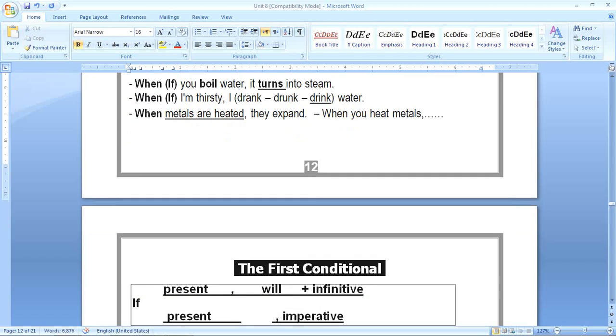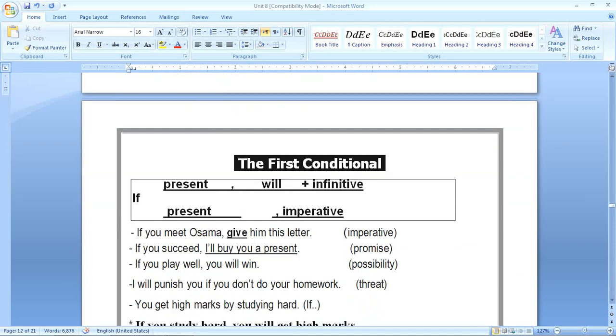Let's take another example. When metals are heated, they expand. You have to note this sentence is written in a passive form: metals are heated. You can say when metals are heated, or you can write the sentence in an active form like this: when you heat metals. Let's go to the next part.